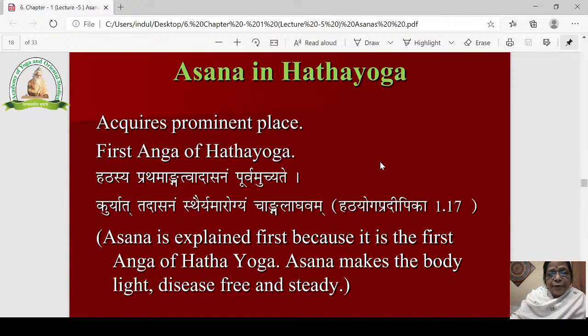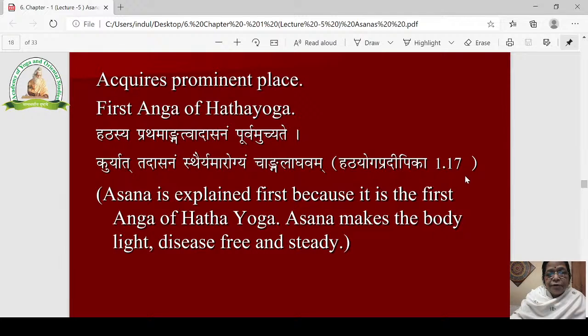Asana acquires a prominent place in Hatha Yoga. Hatha Yoga considers asana to be the first anga. Hathasya prathamangatvad asanam purvam uchyate, kuryat tad asanam sthairyam arogyam changalaghavam. This is Hatha Yoga Pradipika. It says asana is explained first because it is the first anga of Hatha Yoga. Asana makes the body light, disease-free and steady. So therefore, one should practice asanas. And asana is the first anga, the first step of Hatha Yoga.